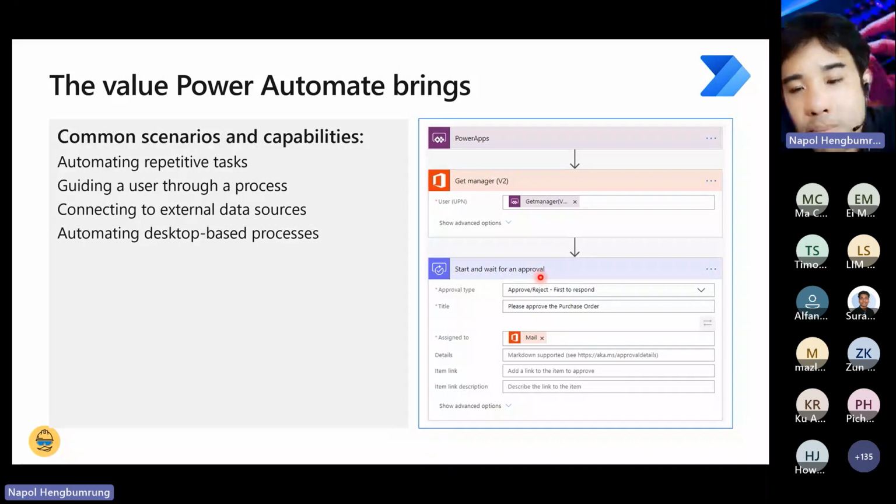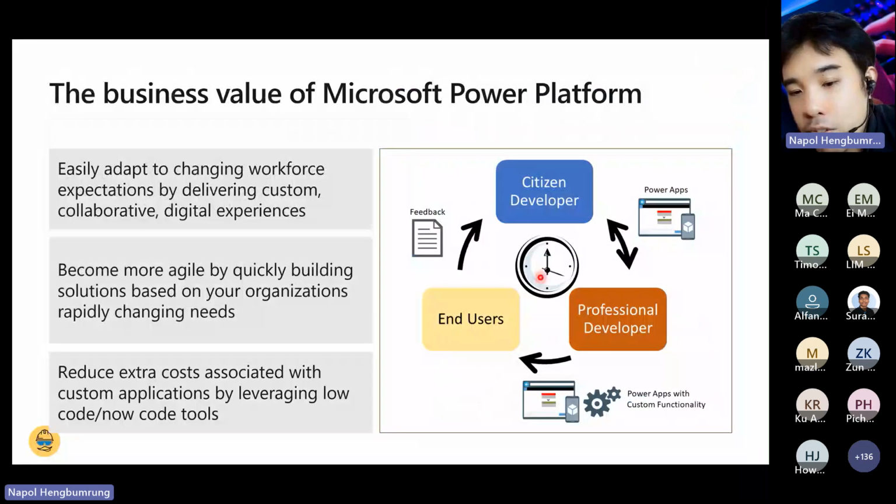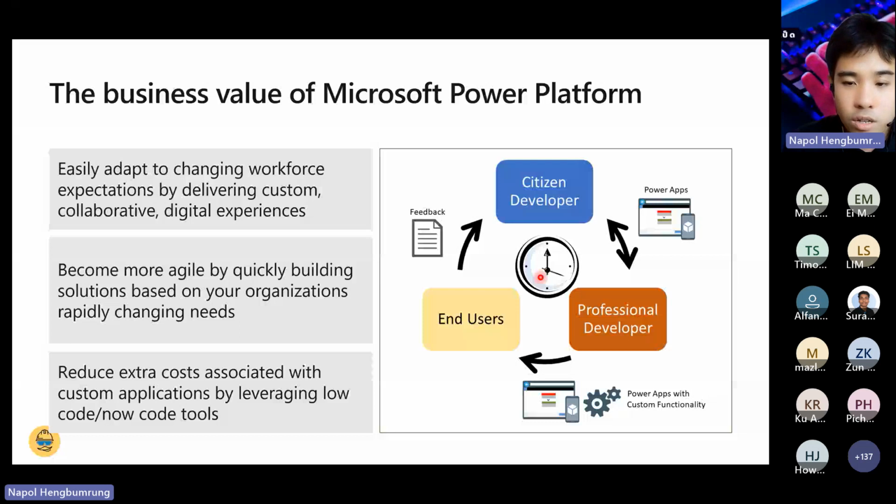This is one of the examples of integration. As I mentioned before, right now there is a system developer which you can work closely with a professional developer, and you can easily adapt to changing workforce expectations. You can deliver custom collaborative digital experiences, and also become more agile by quickly building solutions based on your organization's rapidly changing needs.